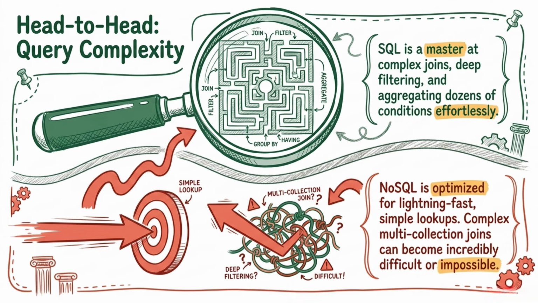Head-to-head, query complexity. Now let's compare what each system can actually query. SQL is a master of complex operations, deep joins across multiple tables, intricate filtering, aggregating dozens of conditions effortlessly in a single statement. NoSQL is optimized for fast, direct lookups, getting to one piece of data instantly. But complex multi-collection joins in NoSQL can become nearly impossible.